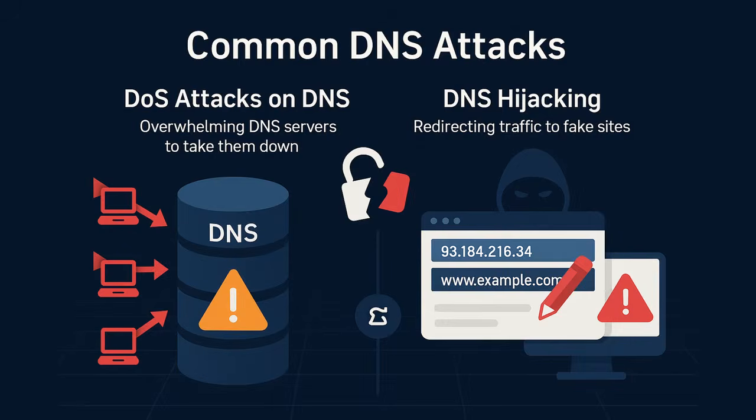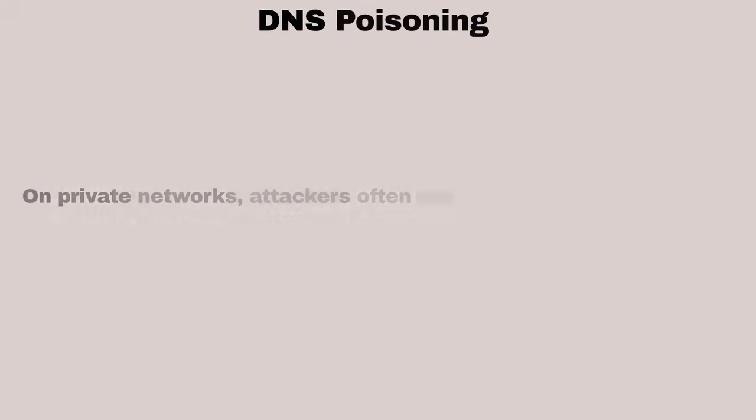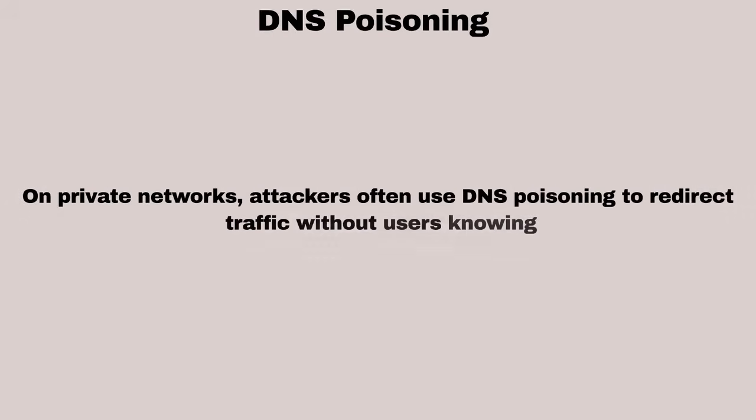The next attack is DoS attack on DNS. This is taking down the actual DNS server using overwhelming traffic to make websites or cloud services unavailable. And then you have DNS hijacking. This is where you're changing DNS records to redirect users to fake websites. Alright, now let's talk about DNS poisoning. On private networks, attackers often use DNS poisoning to redirect traffic without users knowing.